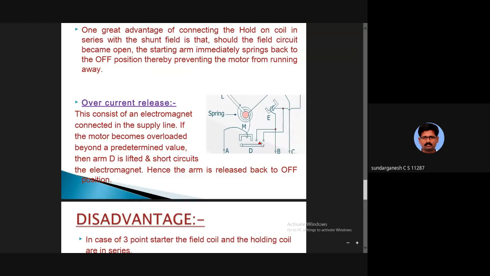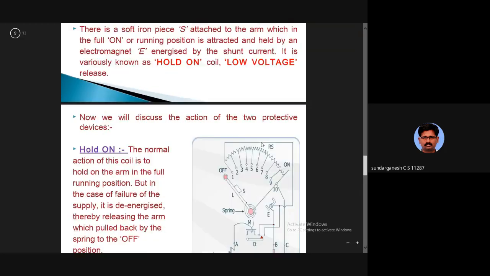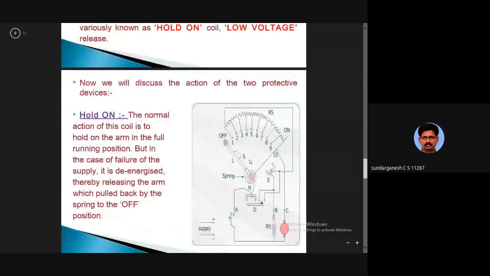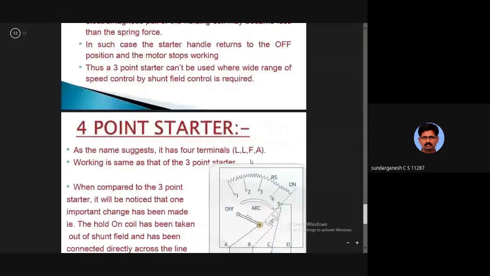So this is the working principle in the starters. In all starters, it is the same working principle, the same overcurrent relay and the same hold-on coil. The only thing is that the connection will be different. So this is about the 3-point starter. Next we go to the 4-point starter.